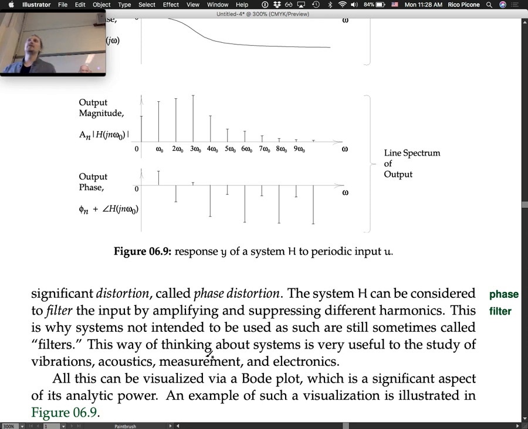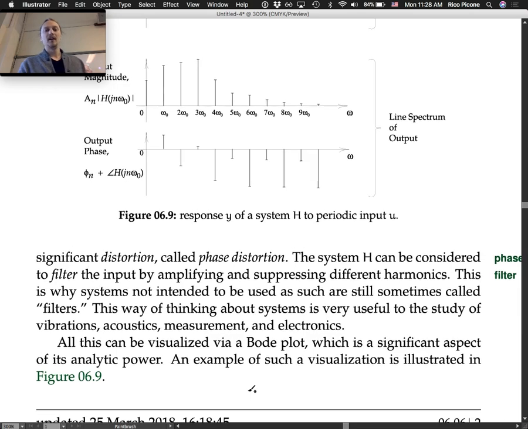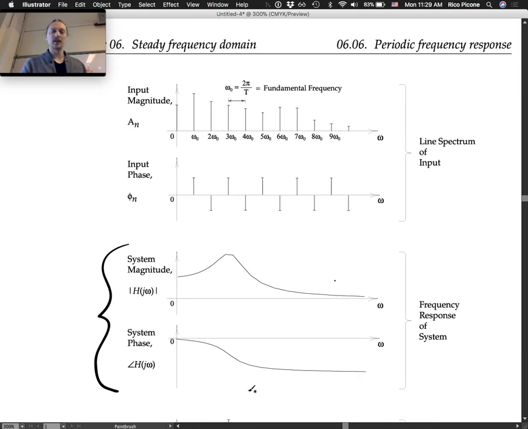And even just your design, you guys have all seen videos of Galloping Gertie and all that stuff. It's commonly explained as being a resonance phenomenon. So these sorts of things are important when you design all kinds of stuff, not just if you're a vibrations expert. It comes up in a lot of applications. Okay, all this can be visualized via a Bode plot, which is a significant aspect of the Bode plot's analytic power. An example of such a visualization is illustrated in figure 6.9. So let's take a look at this figure in detail.